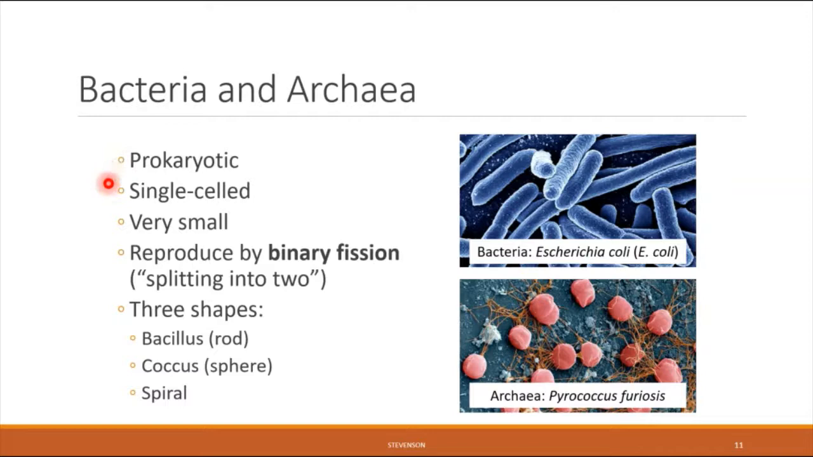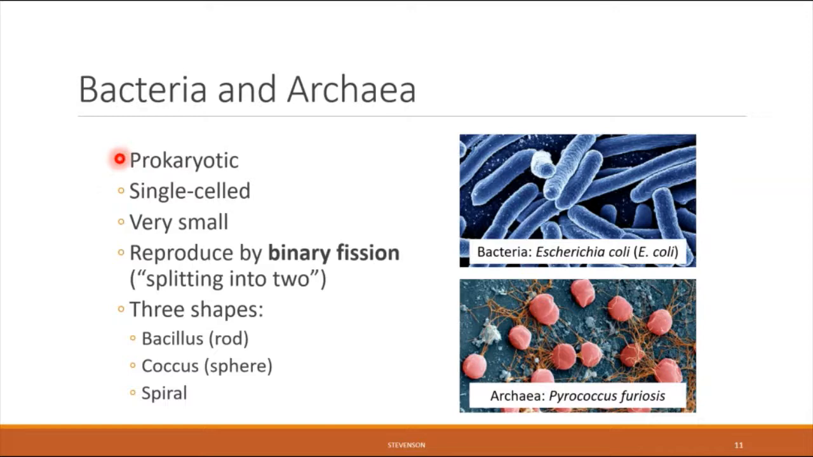Bacteria and archaea, as we said, are both prokaryotic cells, and they are both single-celled organisms, meaning that there are no multicellular bacteria nor are there multicellular archaea. Every bacteria is just a single cell, as is every archaea. They are also very small, which is a characteristic of prokaryotic cells specifically. They're smaller than eukaryotic cells.